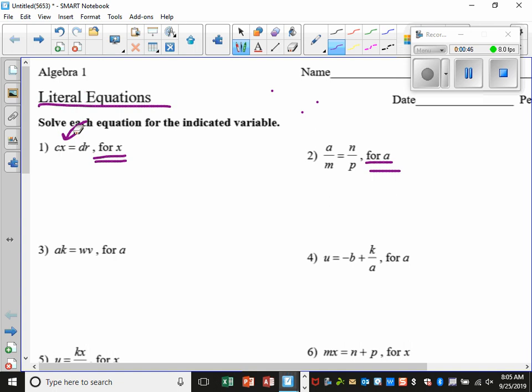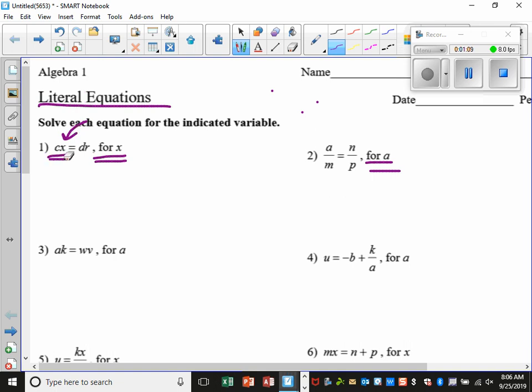Because we can divide with variables, with letters, and we can subtract letters, and we can multiply letters. So it is slightly different just because you don't have any numbers in most of these. Okay, when you do your homework, you'll have a few numbers, and I'll go over some of those with you as well. So here we're trying to isolate x.